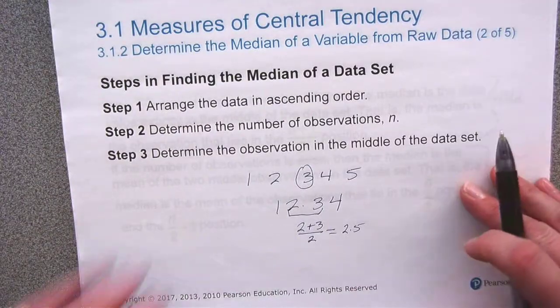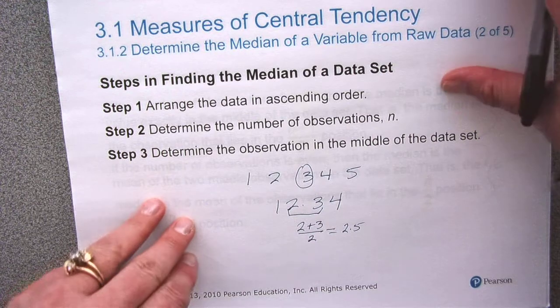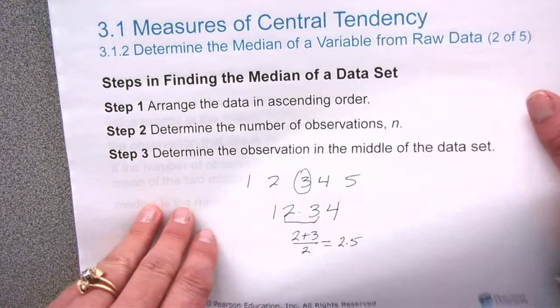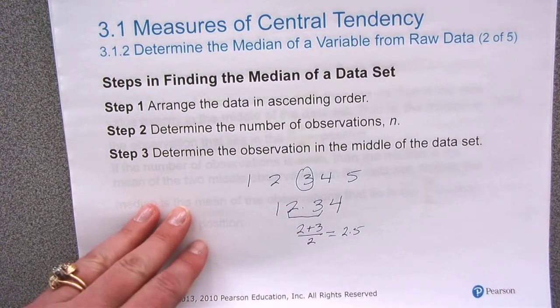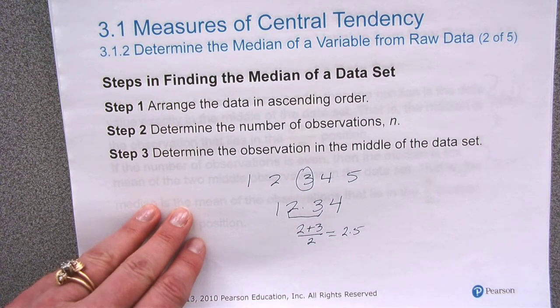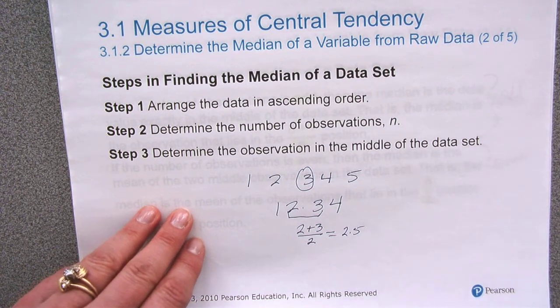And then you determine how many observations you have, because if it's an odd number of observations, then the middle number is the middle number. And if it's an even number of observations, then the middle number is the two middle numbers added together and divided by 2, so the average of the two middle numbers.